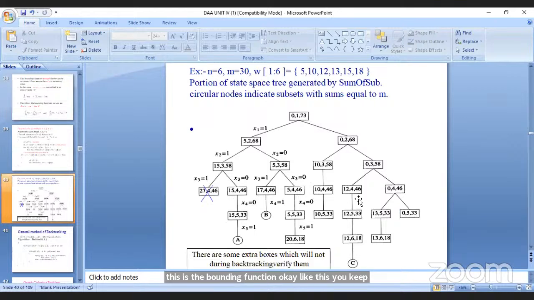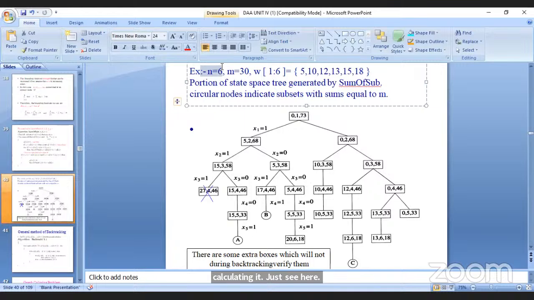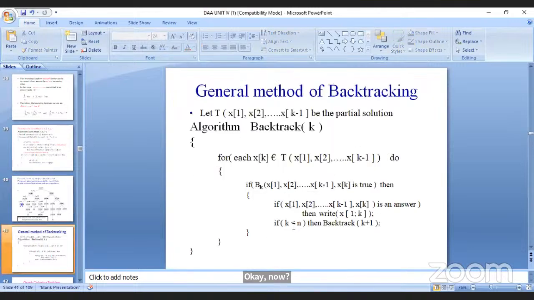Ivanni manaku avasaram ledu, just see here. This is sum of subsets problem. Just now I told you n is equal to 6, m is equal to 30. So n is equal to 6 is nothing but 6 objects. M is equal to the total weight. W of 1 is to 600. These are the weights of them independently. So when you are putting them like this, these are the possibilities. Okay? These are the possibilities you get.